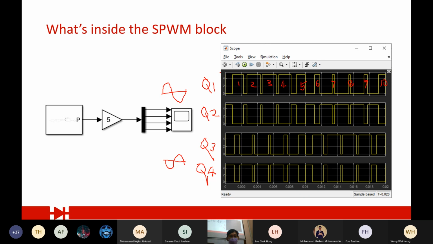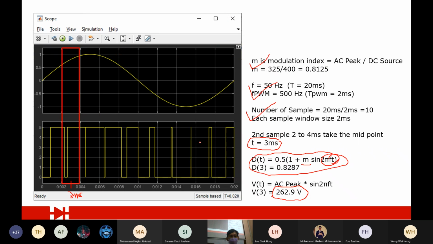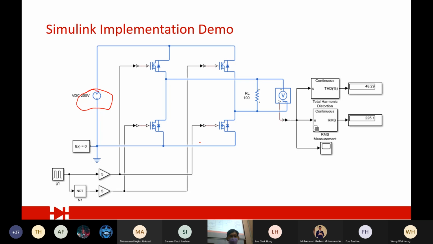So with these 4, Q1, Q2, Q3, Q4, it is going to connect to this. Usually this is on the Q1, Q2, Q3, and Q4. So you connect them, so they will switch.